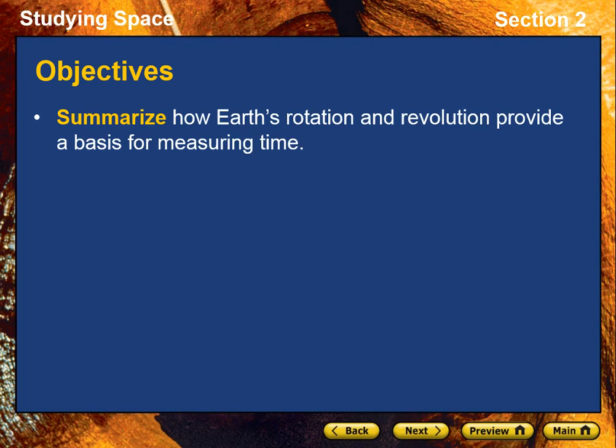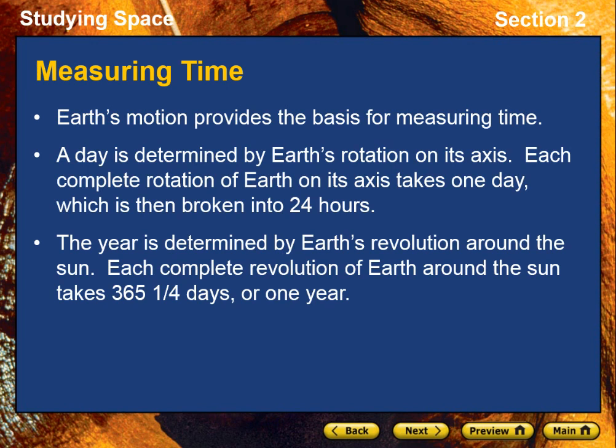At the end of this video, you should be able to summarize how Earth's rotation and revolution provide a basis for measuring time. Chapter 26, Section 2, Measuring Time. Earth's motion provides the basis for measuring time.